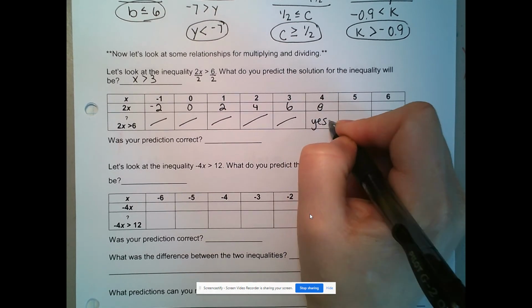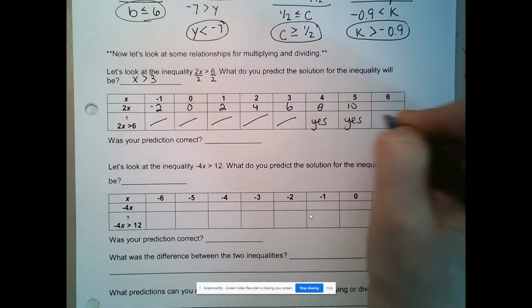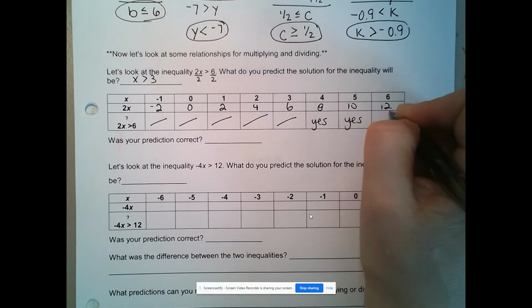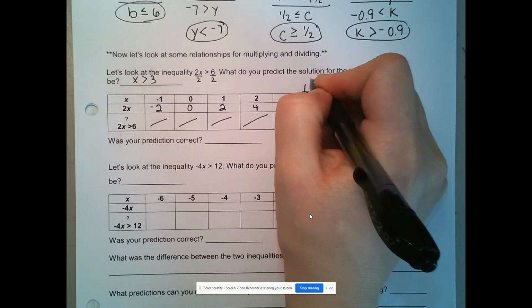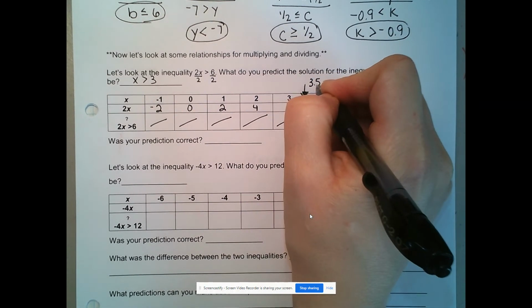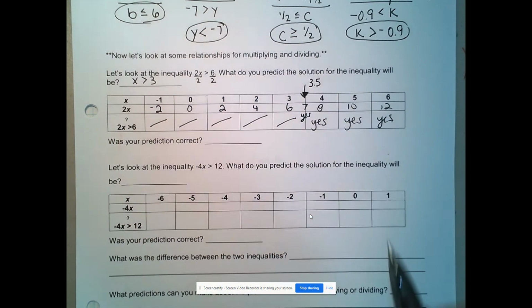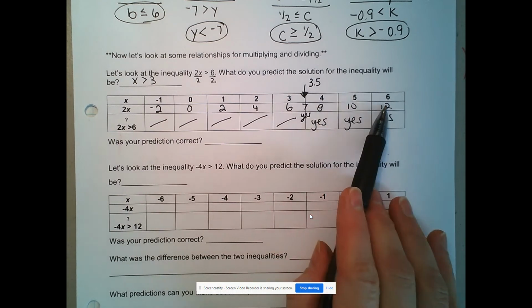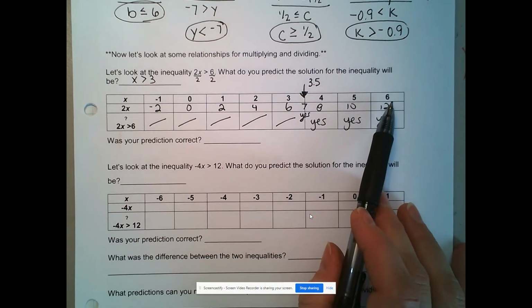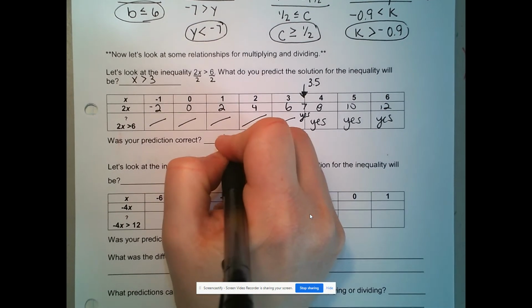2 times 4 is 8. Yes, that is greater than 6. 2 times 5 is 10. Yes, that is greater than 6. 2 times 6 is 12. Yes, that is greater than 6. Even if I were to pick a number like 3.5, 2 times 3.5 would give me 7, and that would be a yes. So numbers greater than 3, like 3.5, 4, 5, 6, when I plug them in, I do in fact get a number greater than 6. So our prediction was correct.